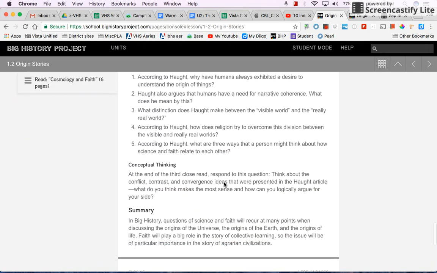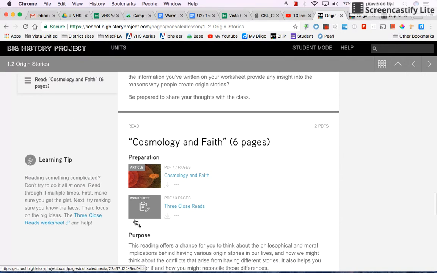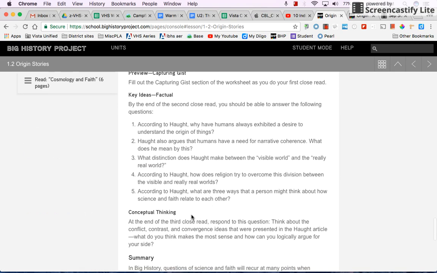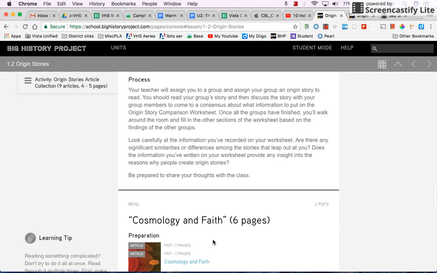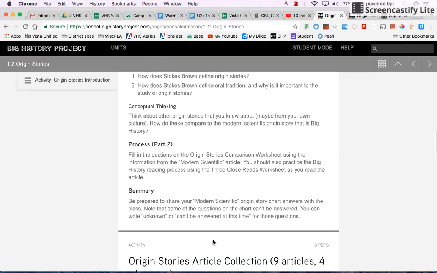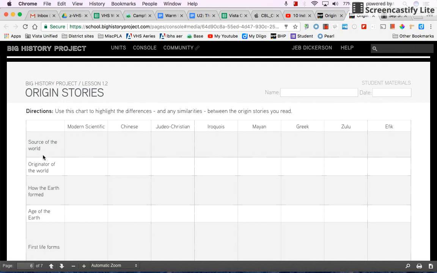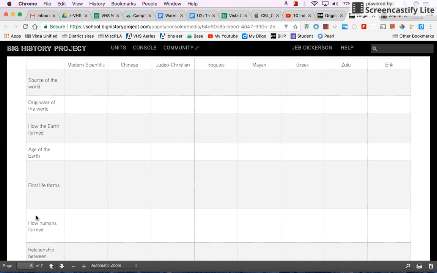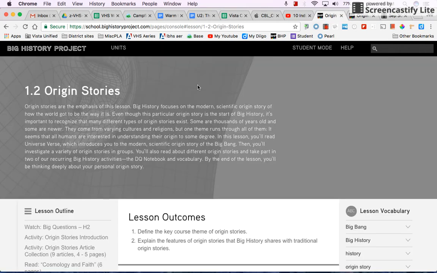You'll look through these key ideas in conceptual thinking and summary. You'll take those notes, and then you'll actually read that article. Again, ignoring this 3 close reads here. And then the DQ notebook, again, that's the one that I'm not requiring. So that's it for lesson 1.2 anyway. And again, just remember the key thing here is you're completing this table and you're getting a sense for how these different origin stories deal with these big questions. So if you have any questions about that, obviously you can let me know. But that concludes lesson 1.2, origin stories.